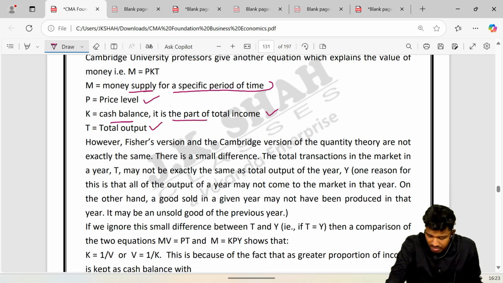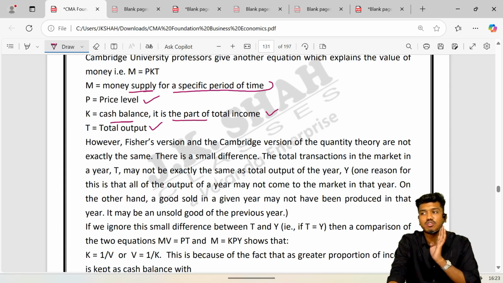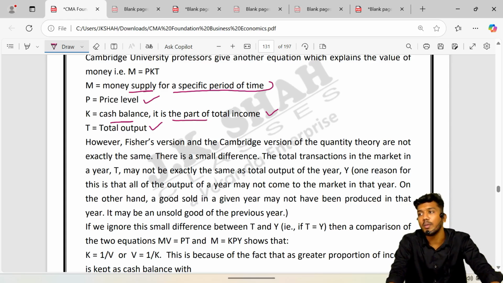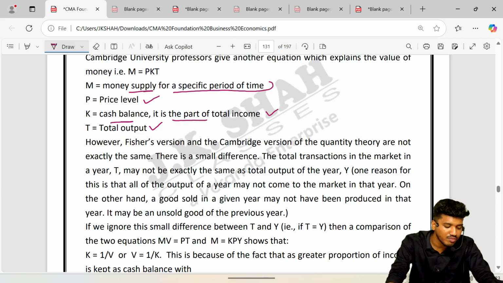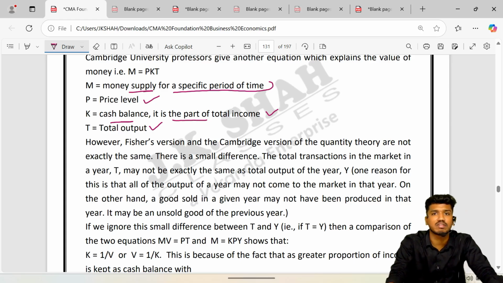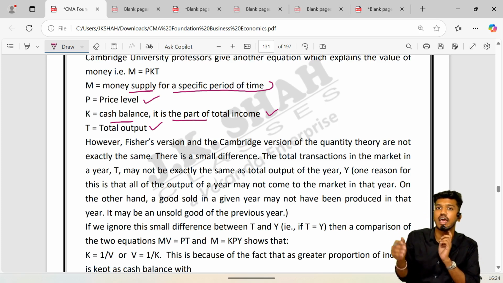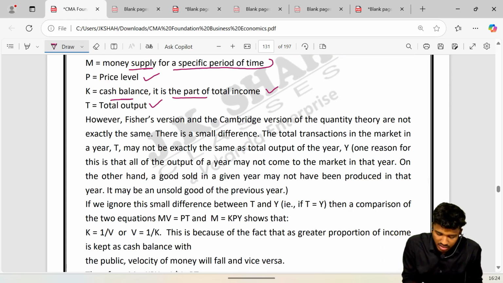If you remember, K, the cash balance, was not an assumption in the case of Irving Fisher. He said that the moment you earn the income, you spend all of it. You do not keep any income aside. The moment you earn rupees 1 lakh, you will immediately use the total 1 lakh rupees. Here, the cash balance is also taken into consideration. T, that is total output.